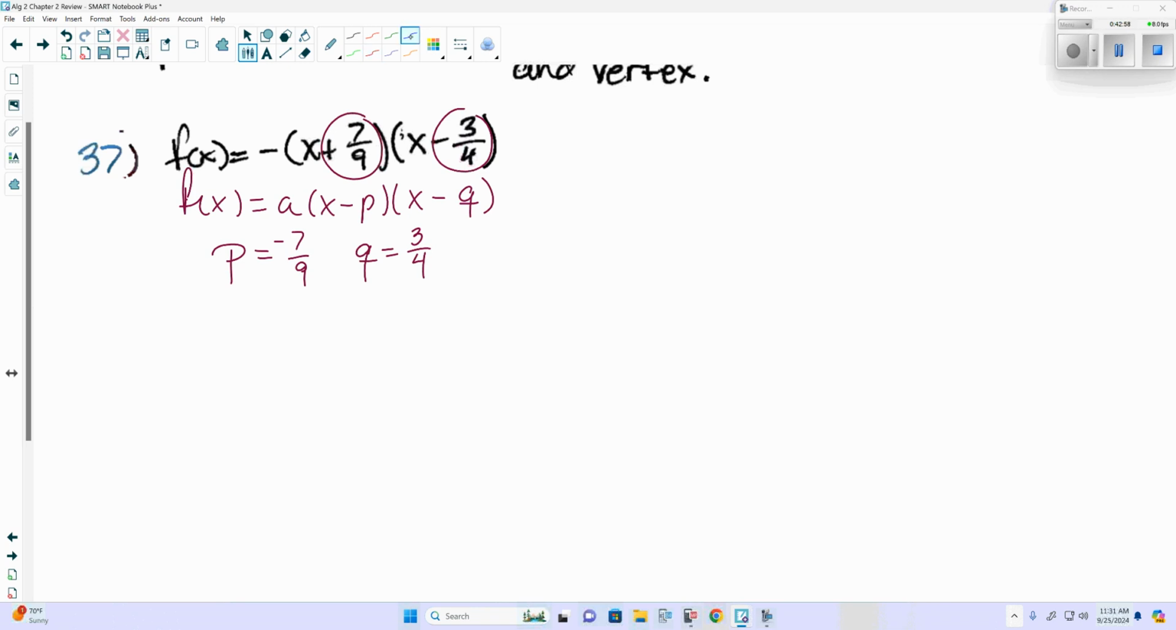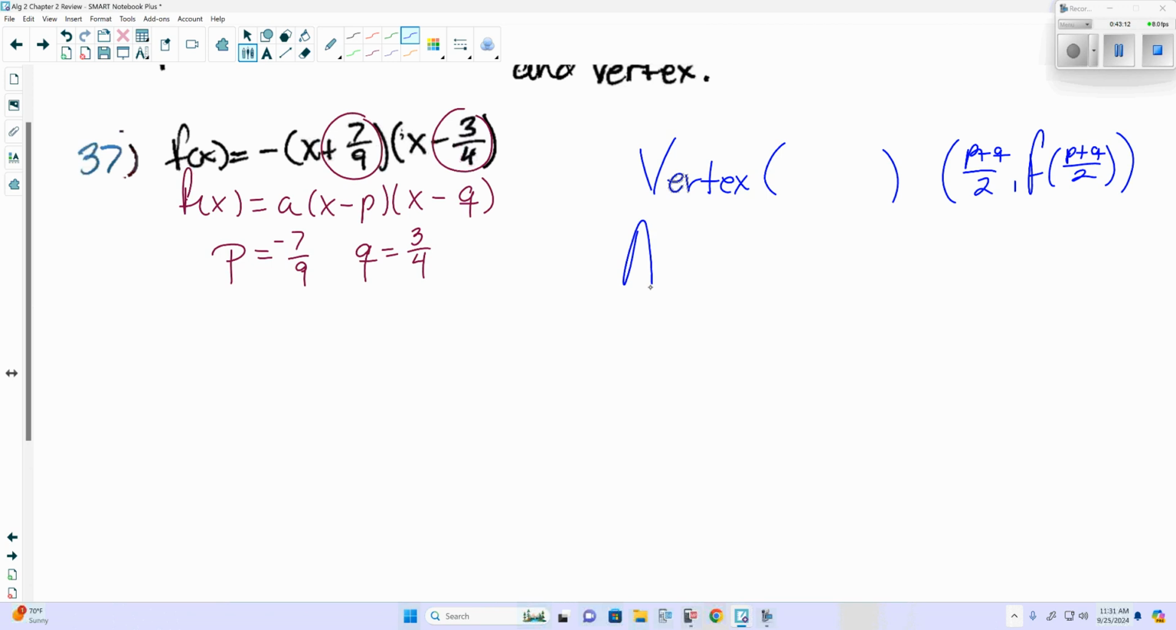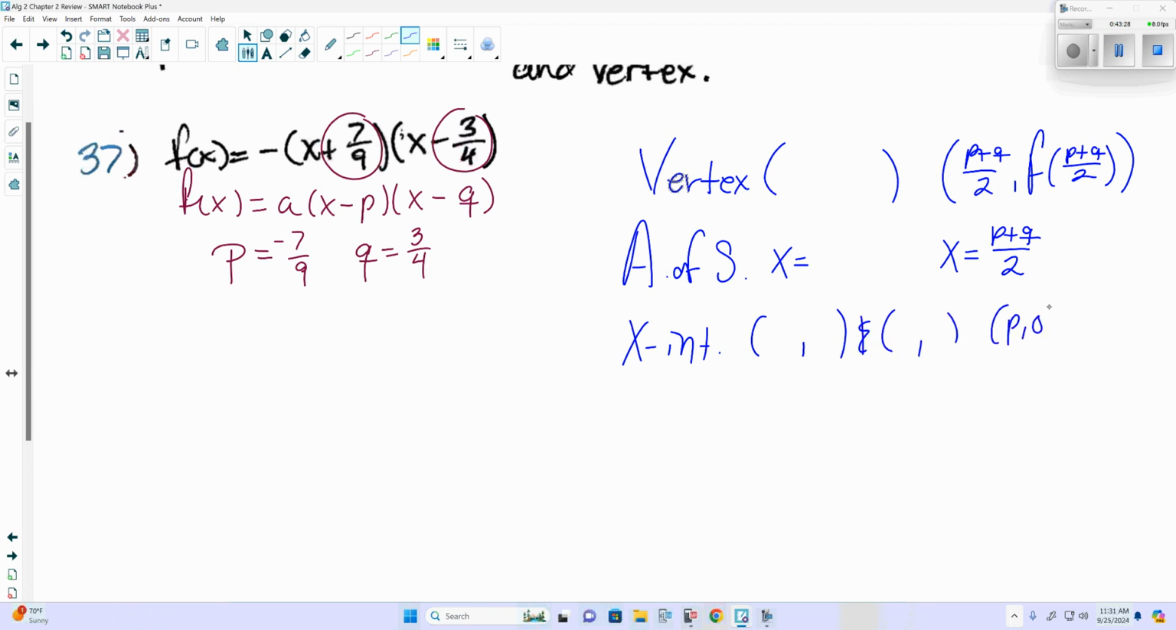Now, it asks for a few things. It asks for the vertex. And in the general form, it's p plus q over 2, comma f of p plus q over 2. Axis of symmetry: x equals p plus q over 2. And this one did ask for one more piece, the x-intercepts, which are going to be 2 points. And that's p comma 0 and q comma 0.